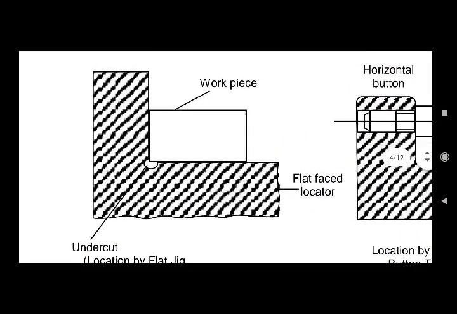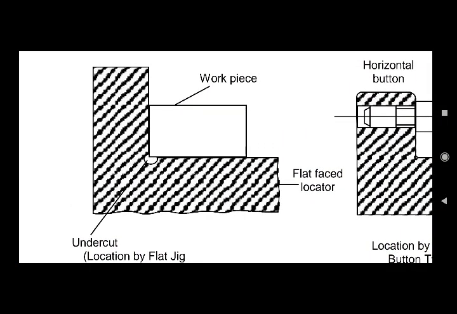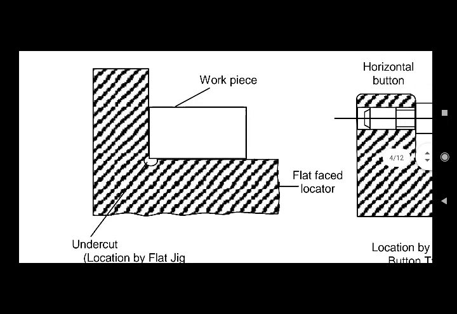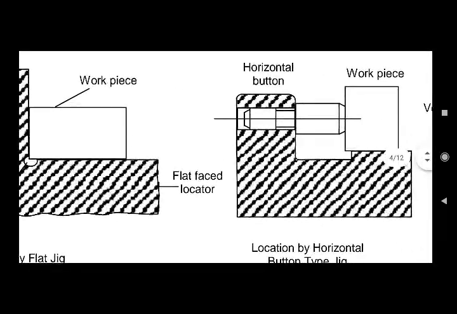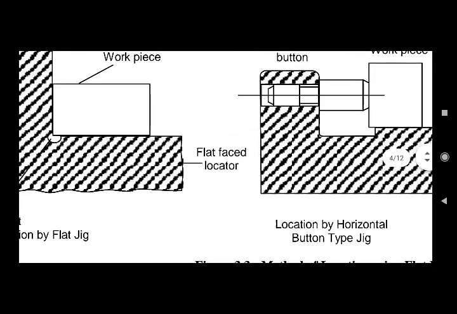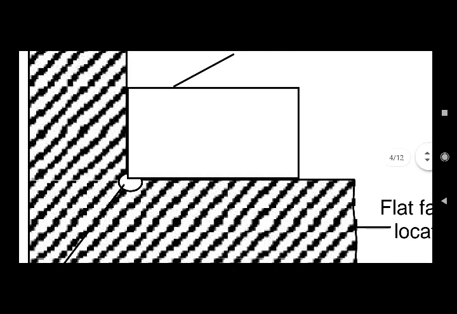In the diagram first you can see the workpiece is given in the undercut location of a flat jig and the locator is a flat fix, whereas a horizontal button is used in location by horizontal button type jig. Now over here you can see the corner is provided specifically in order to arrest different types of chips that will be produced during machining.